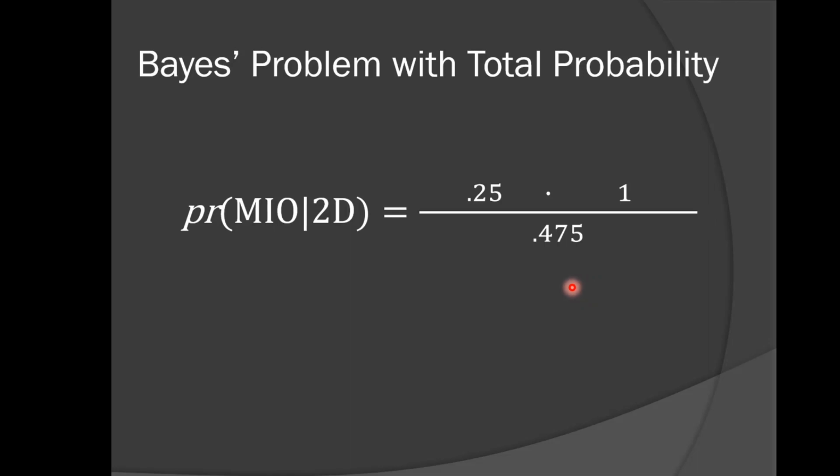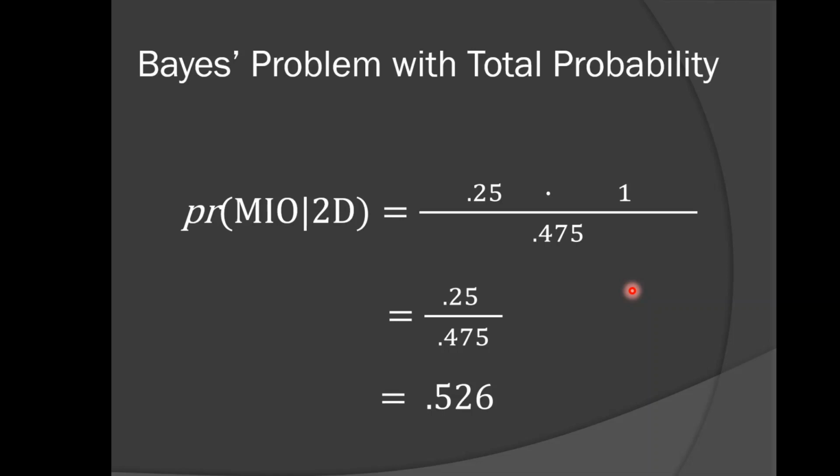So now that we have only numerical values on the right-hand side of the equation, it's time to do just a little bit of math. So 25% times 1 is 25%, and we need to divide that by 47.5%. The result is 52.6%, or a 0.526 probability.